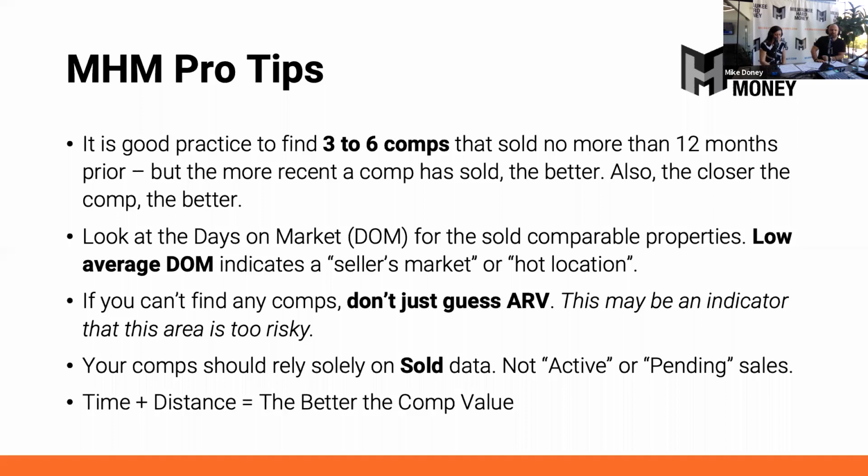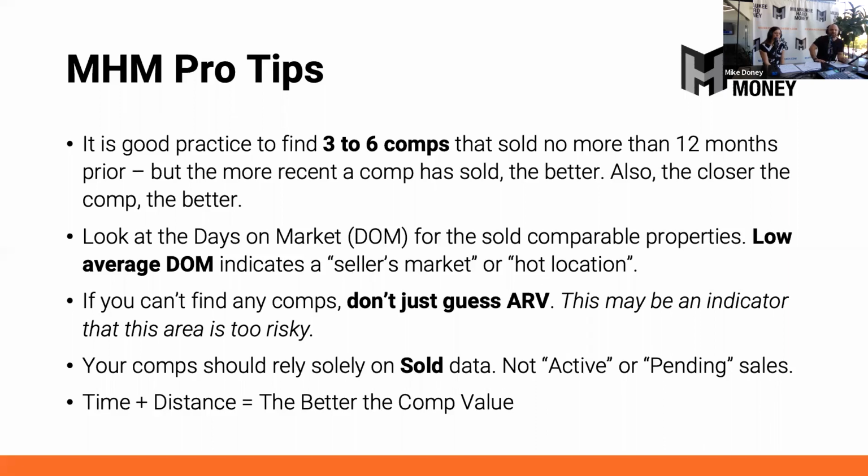So let's go through some Milwaukee Hard Money Pro tips that we want to share with you. It's a good practice to find 3 to 6 comps that are sold no more than 12 months prior, right? 12 months is 1 year of time. Start with 6 months, be prepared to go to 12 months. But that's good data. The closer the comparables, the better they are.